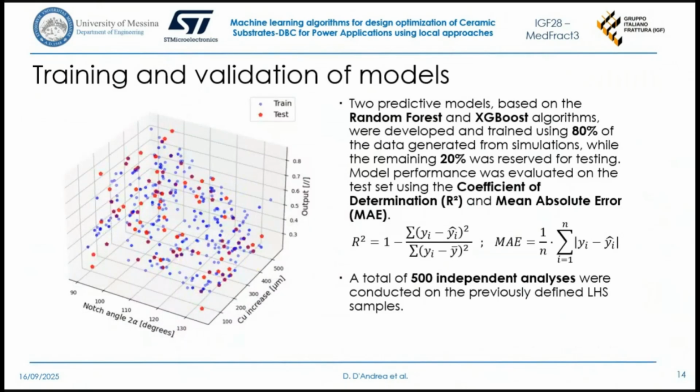These models were trained using 80% of our data deriving from our simulation, and they were validated by the other 20%, and in the graph can be observed respectively in blue and red. And their performance was evaluated by calculating the coefficient of determination and the mean absolute error. And we used 500 simulations to investigate the whole domain of variables.